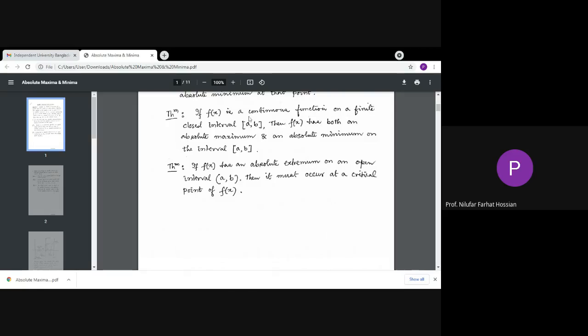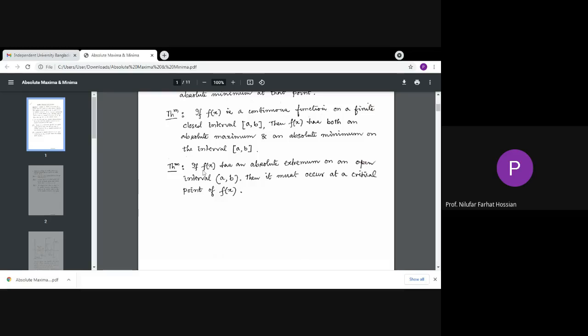If f(x) is a continuous function on a finite closed interval, if in this interval that you are taking the function is continuous, then f(x) has both an absolute maximum and an absolute minimum on that interval. So it is very clear. If there is no discontinuity in this interval for the function, then this function must have an absolute minimum and an absolute maximum in this interval.